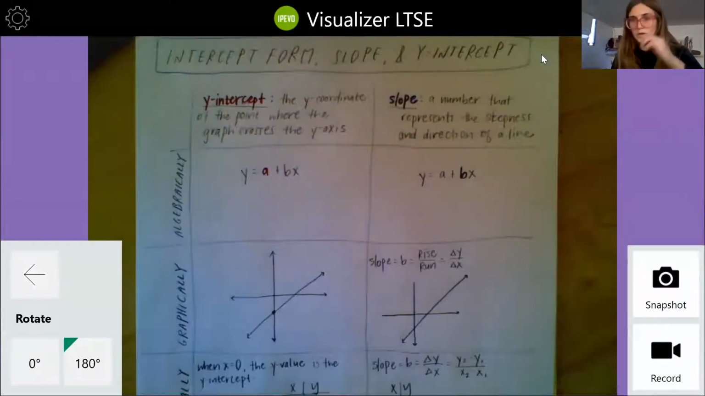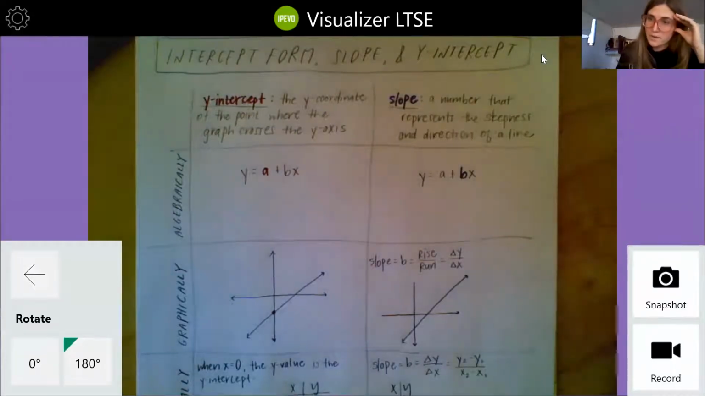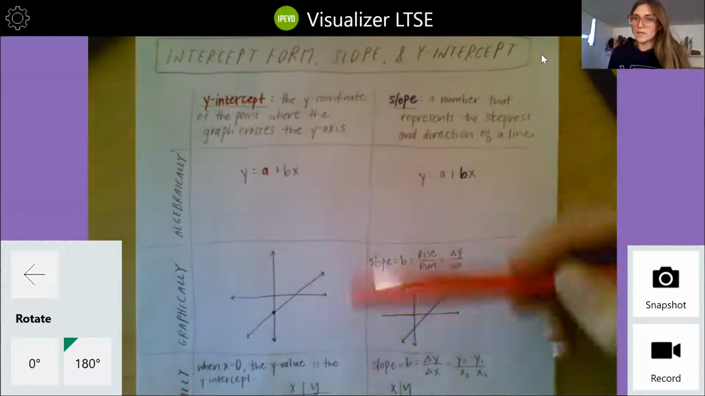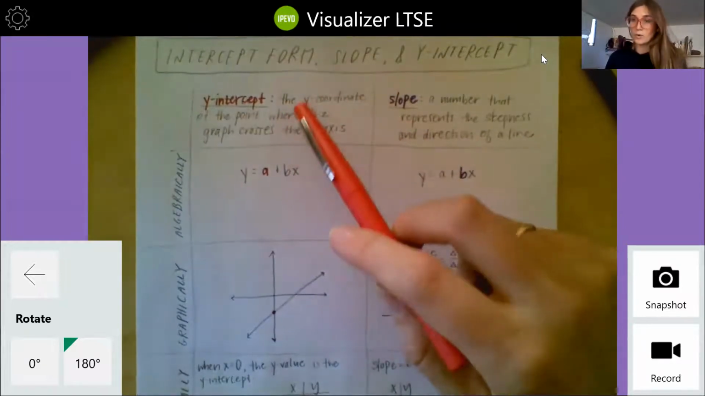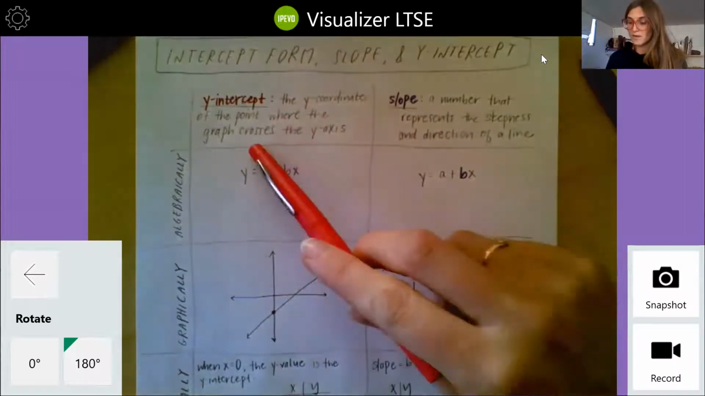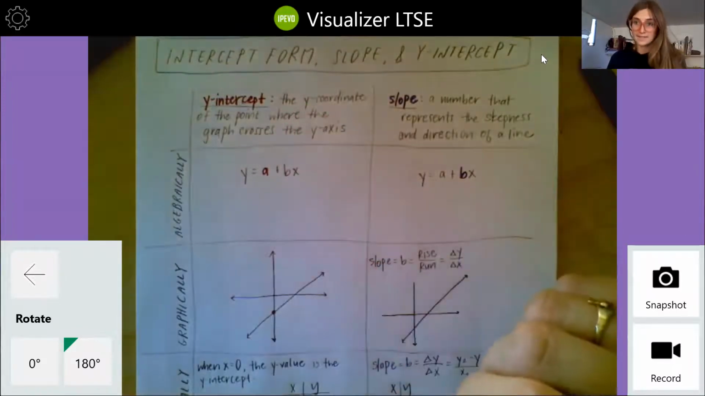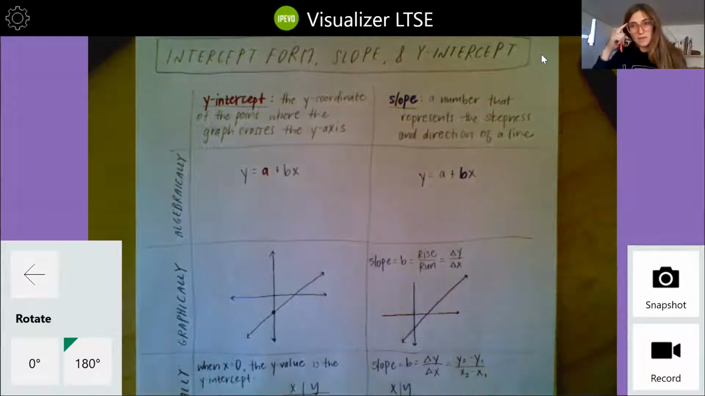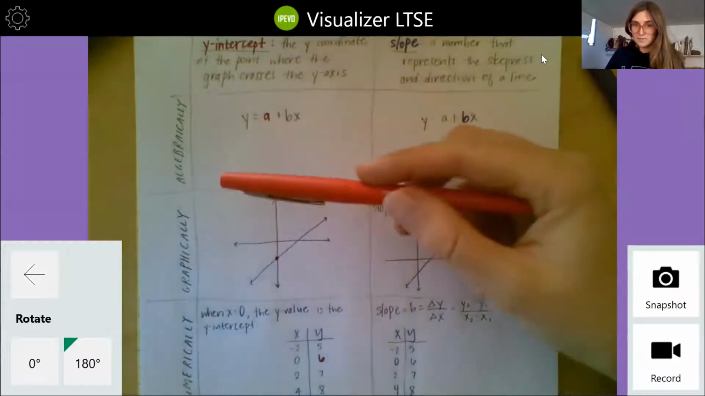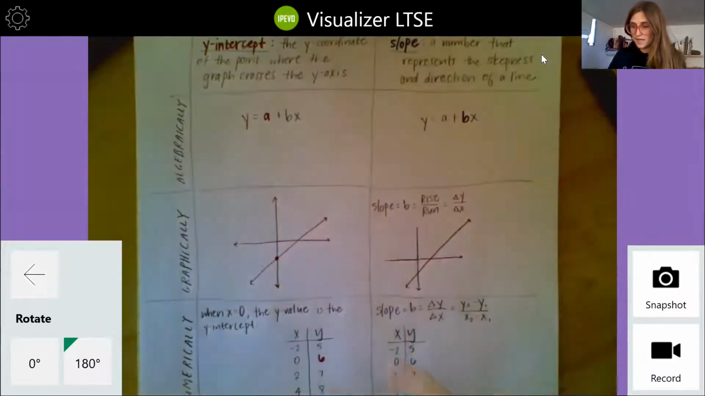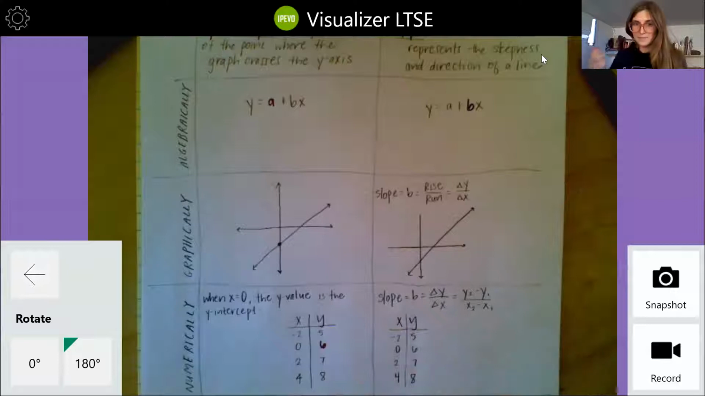Okay, we're going to talk about intercept form, slope, and y-intercept. So let's go over y-intercept first. The y-intercept is the y-coordinate of the point where the graph crosses the y-axis. We can think about this in three different ways: algebraically, graphically, and numerically.